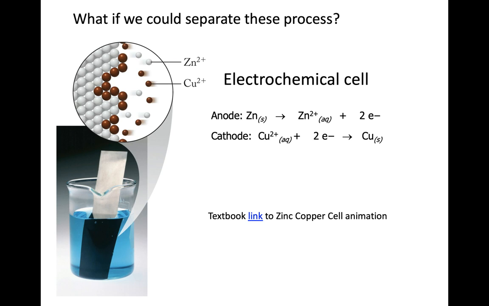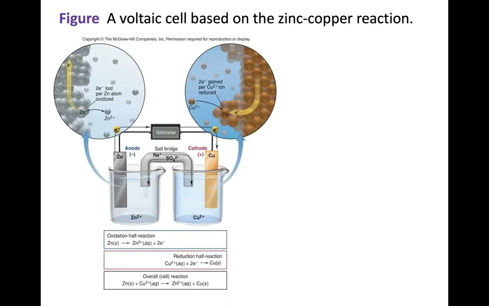So this link is a really cool animation where it actually shows the flow of electrons. This picture is just a stopped picture of the same thing, right? So if we could separate the oxidation to the anode side and the reduction to the cathode side, we could get a flow of electrons and use those electrons to do work, right? Because the flow of electrons is electricity. So that's how we can make work happen.